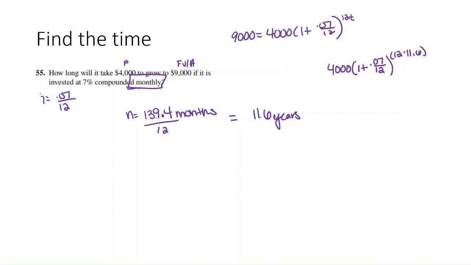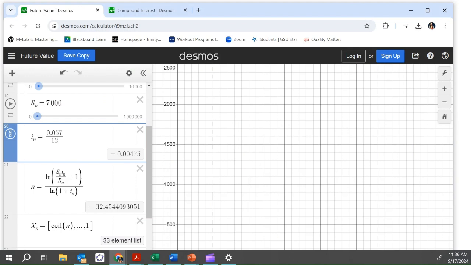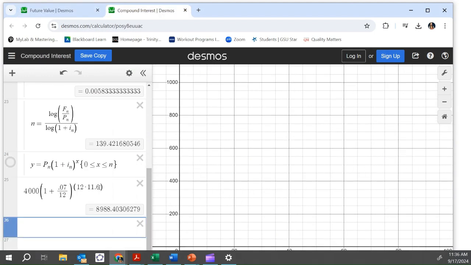So rather than 193.4 months, I would say 140 months. And 140 months would be, let's see, 140 divided by 12 would be 11.7 years. And I bet if we used that value, we would be a lot closer to the 9,000. So let me go here. So let's say if we use 11.7, yes, now we've reached our goal and we've actually surpassed it.